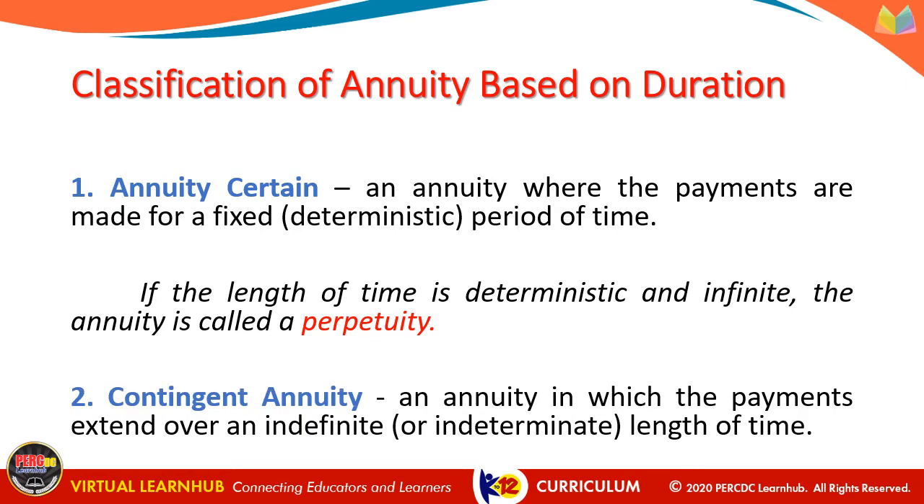Next, we have contingent annuity. Contingent annuity is an annuity in which the payments extend over an indefinite or indeterminate length of time. Say, for example, monthly pension for a person until he dies. We cannot determine when a certain person will die, right? So that's an indefinite length of time. That is an example of contingent annuity.